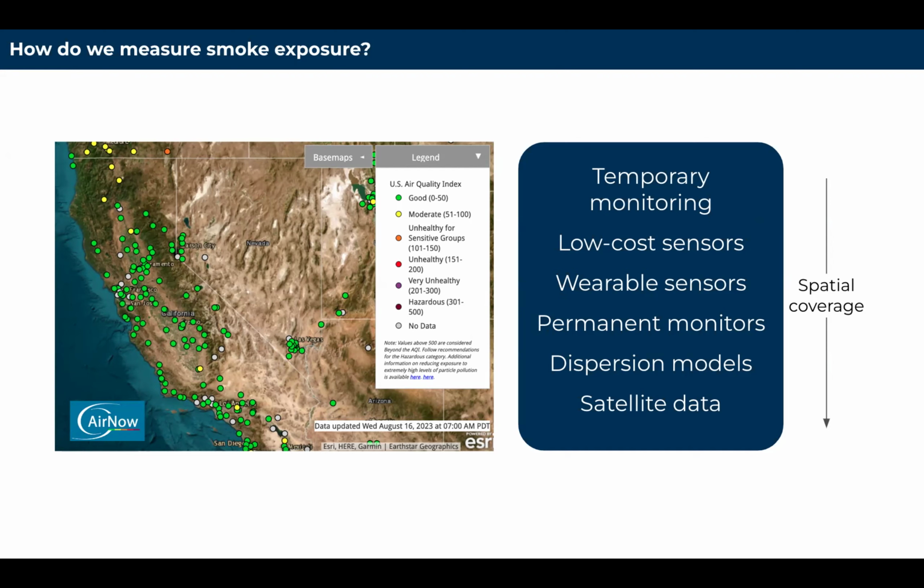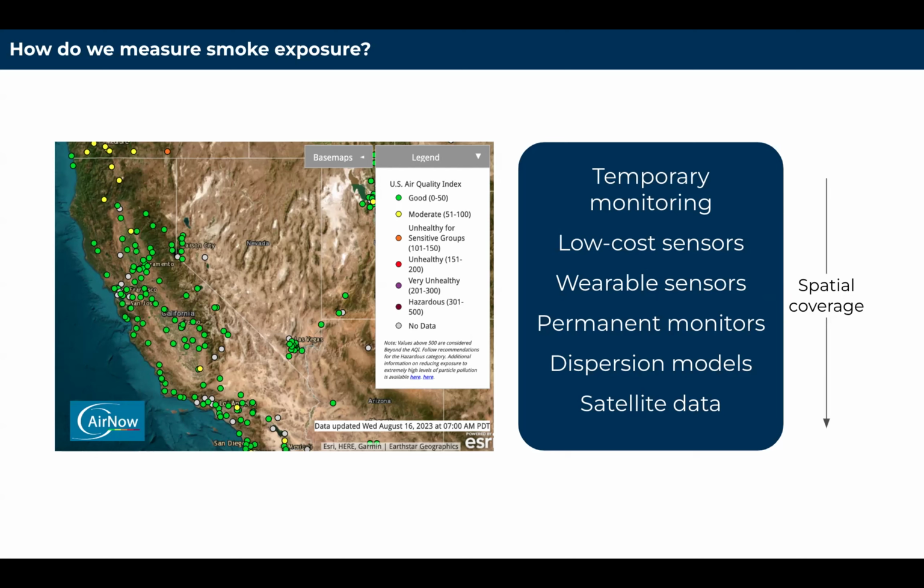Alternatives or supplementary exposure monitoring tools include temporary monitors, low-cost sensors, and wearable sensors. These are all tools that still measure pollutants in very specific locations, but can increase coverage depending on how and where you deploy them. And then we move into tools like dispersion models and satellite data sources, which can provide a bit better spatial coverage, but still not perfect.